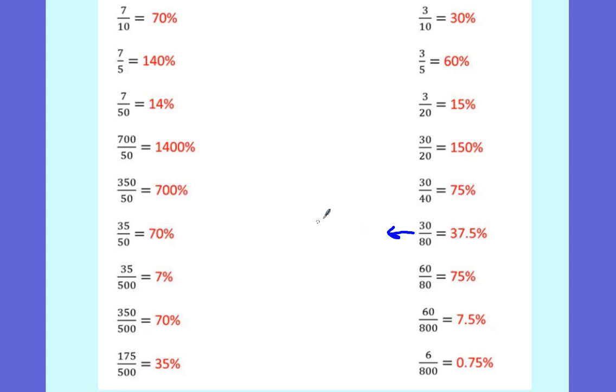Which is 3.75 over 10, which I then would have multiplied by 10 to give me 37.5. Look out for these ones, you may well have a decimal place in it. Same for 60 out of 800. For this one, I would divide top and bottom by 8, and 60 divided by 8 would give me 7.5. So that's how I've got 7.5%.